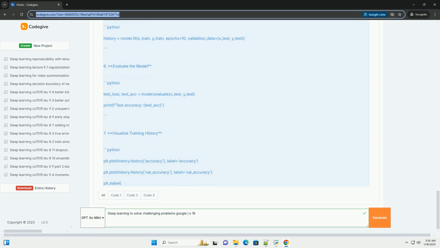Step-by-step implementation. 1. Import libraries. 2. Load and preprocess the data. 3. Build the CNN model. 4. Compile the model. 5. Train the model. 6. Evaluate the model. 7. Visualize training history. Conclusion.